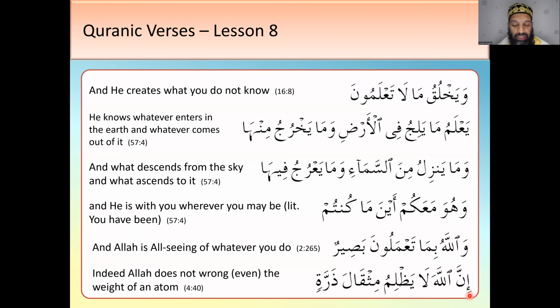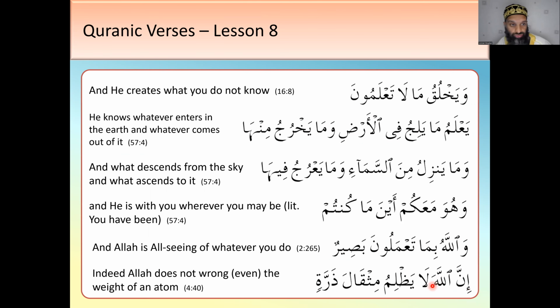Inna, inna means, anybody? Inna. Okay, good. Indeed Allah. Inna Allah, indeed Allah.